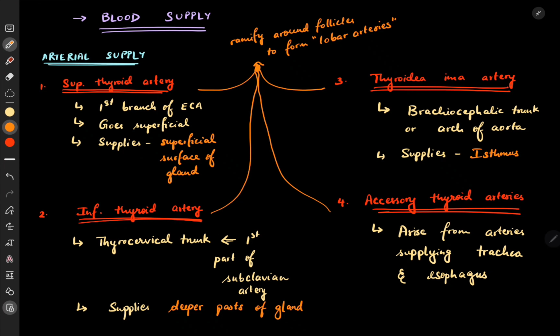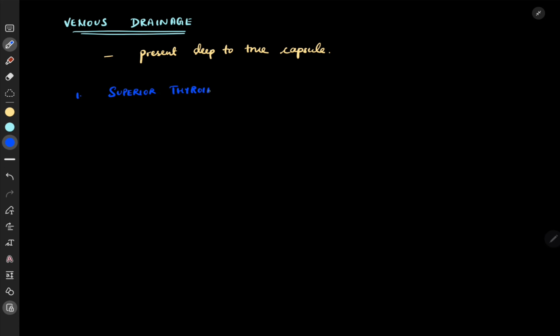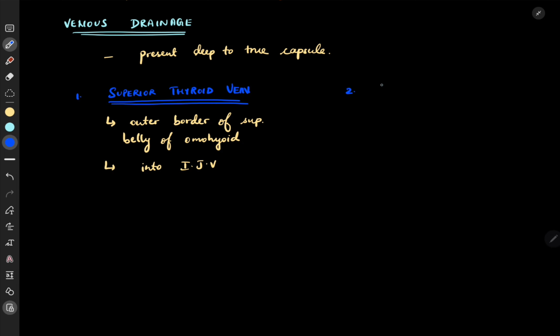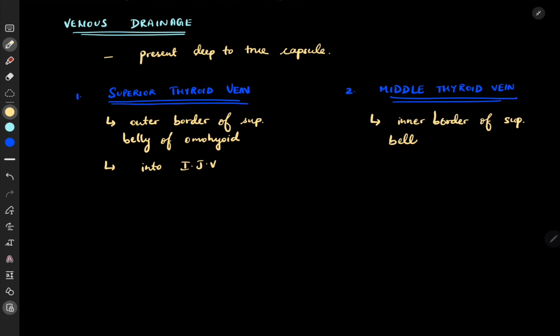Now let us see about the venous drainage. Deep to the true capsule, a venous plexus is present. From these plexuses, three veins arise: superior thyroid vein, inferior thyroid vein, and the middle thyroid vein. Superior thyroid vein runs along the outer border of the superior belly of omohyoid and drains into the internal jugular vein. Middle thyroid vein runs along the inner border of the superior belly of omohyoid. It also drains into the internal jugular vein.